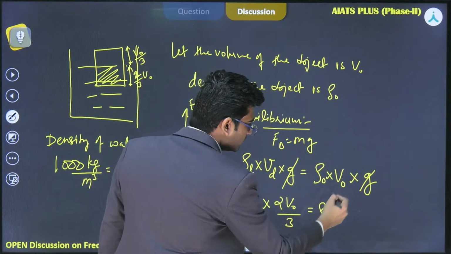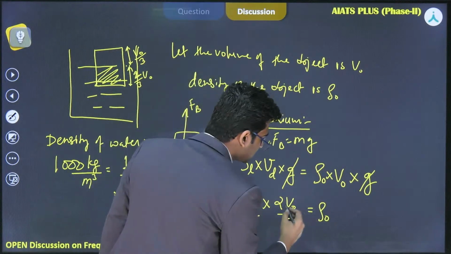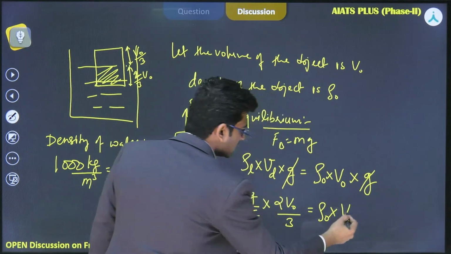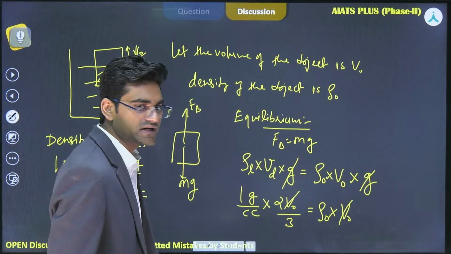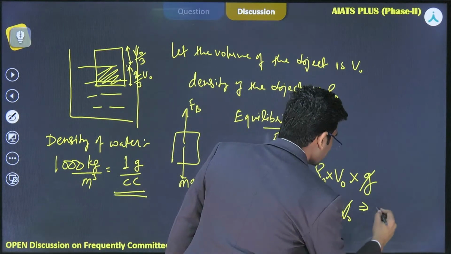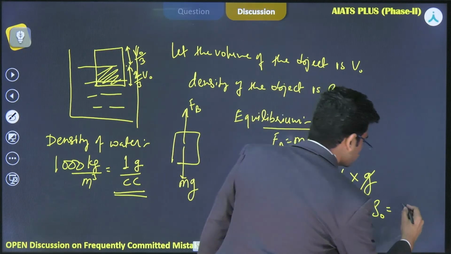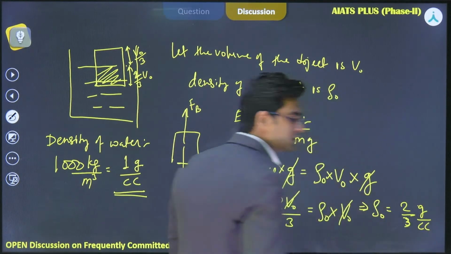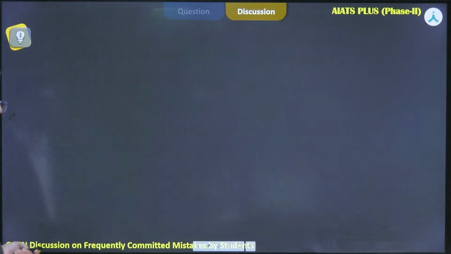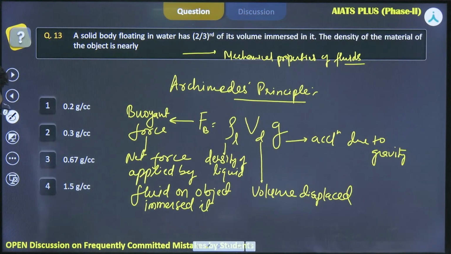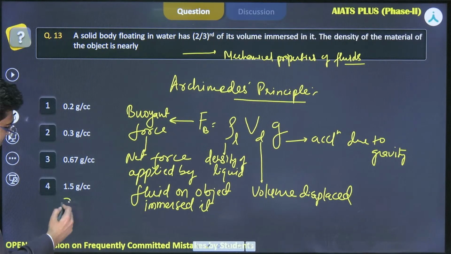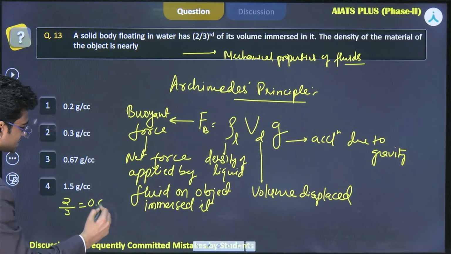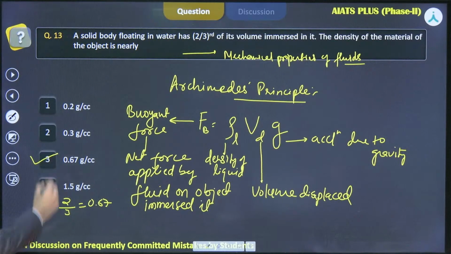This V naught and V naught will get cancelled out. So density of the object is equal to 2 by 3 gram per cc. This is the answer. Can you see any answer in these options? 2 by 3 is equal to 0.67, right? So option 3 will be our answer, 0.67 gram per cc.